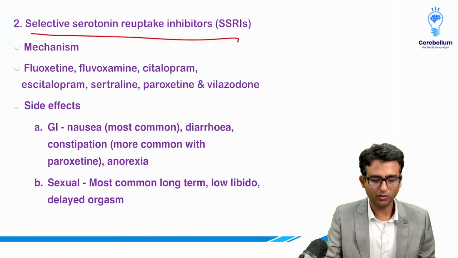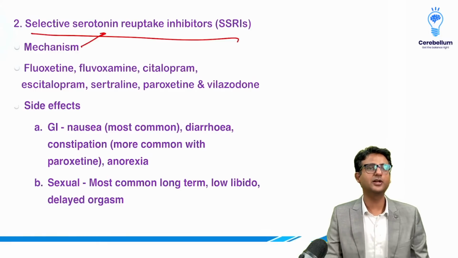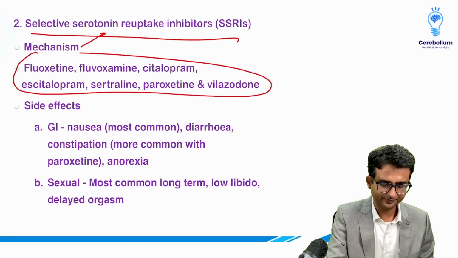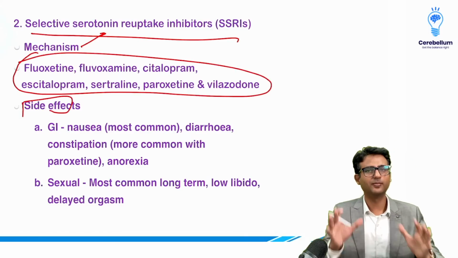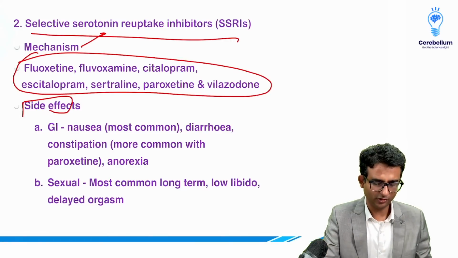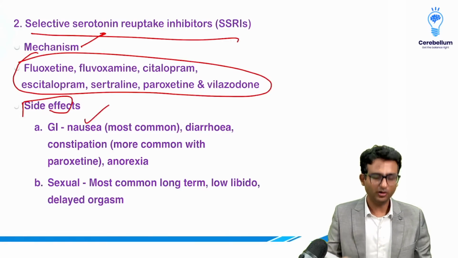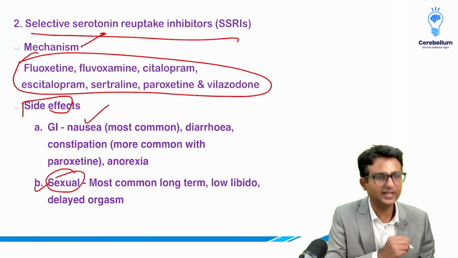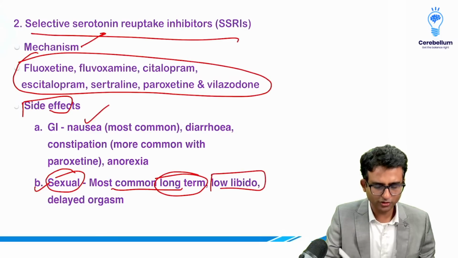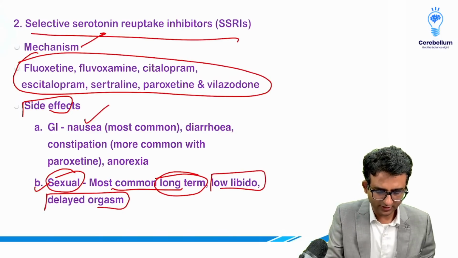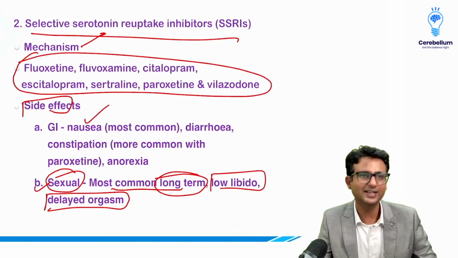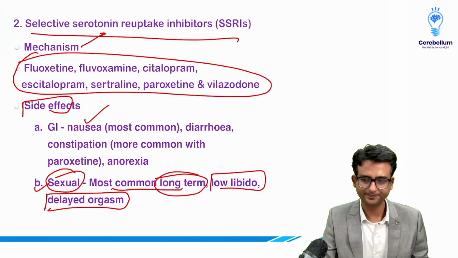SSRIs, how do they work? They block the reuptake of serotonin, right? All of these are your SSRIs. Side effects are asked in the exams. Short term, most common side effect is nausea, vomiting. Long term, most common side effect is sexual side effect, right? Most commonly long term side effect is libido goes down, delaying of orgasm may happen, even there might be disturbances in erection. Okay?